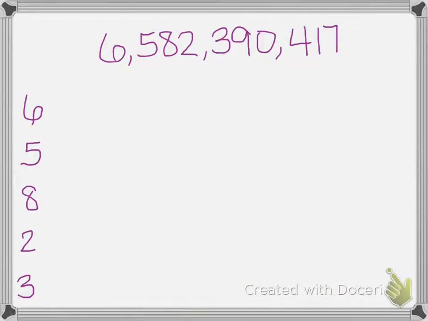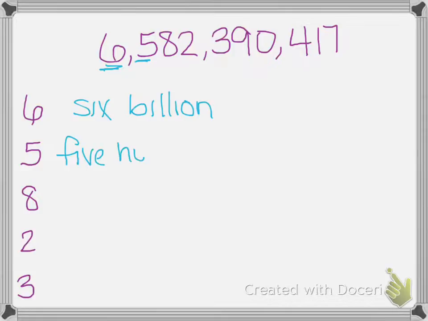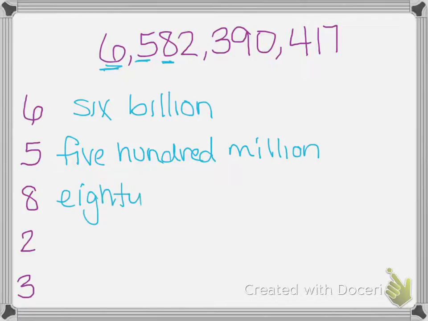Number 4 says, on the lines below, write the value of the digits in 6,582,390,417 in word form. So the 6 is right here, which is 6 billion. The 5 is in the 500 millions. So it stands for 500 million. The 8 is in the tens millions. We have 8 of them. So it is 80 million.